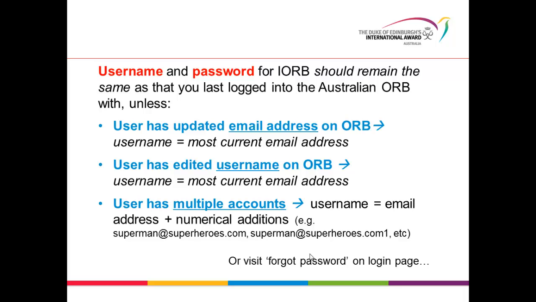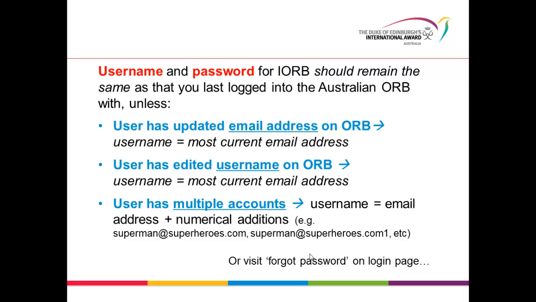These three situations are where: 1. A user has updated their email address on the online record book from the email address originally used in the registration. For them, their username for the international ORB will become the most current email address that they have entered in their existing ORB. The second scenario is where a user has edited the username they were given on the online record book. To log into the international online record book, their username will have reverted back to the most current email address featured in their account.